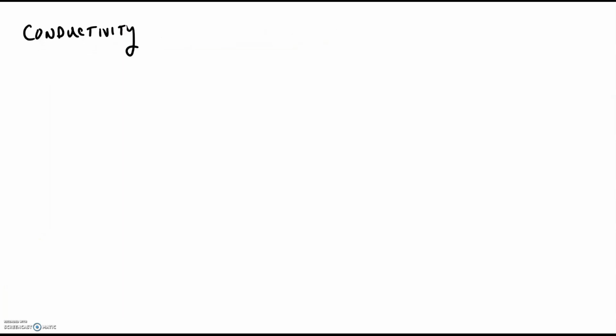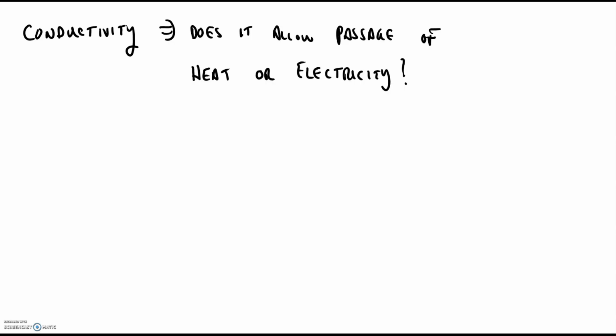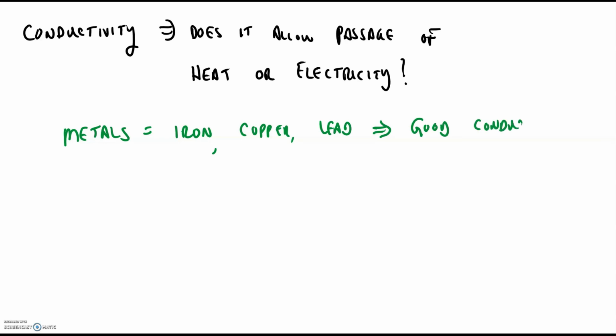Another good example of a physical property would be conductivity. This means, does it allow the passage of heat or electricity? Typically, items that are metals, for example, iron, I talked about copper, lead, these tend to be good conductors. They let electricity easily flow through them. This is why they are components in wiring.